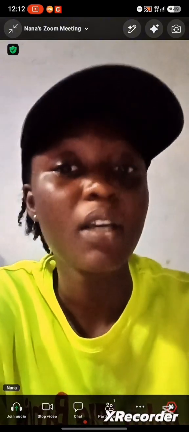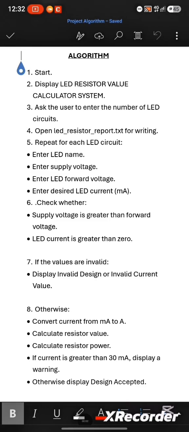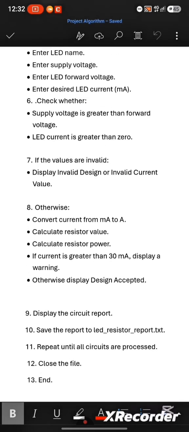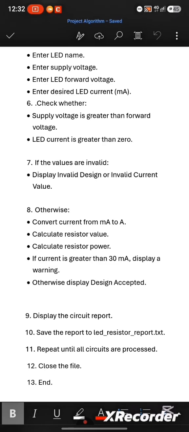Our algorithm consists of the following steps. You start the program, which marks the beginning of the program. You display the program title, which is the name. You ask the user to enter the number of LED circuits. Then you continue with the procedure to the end.